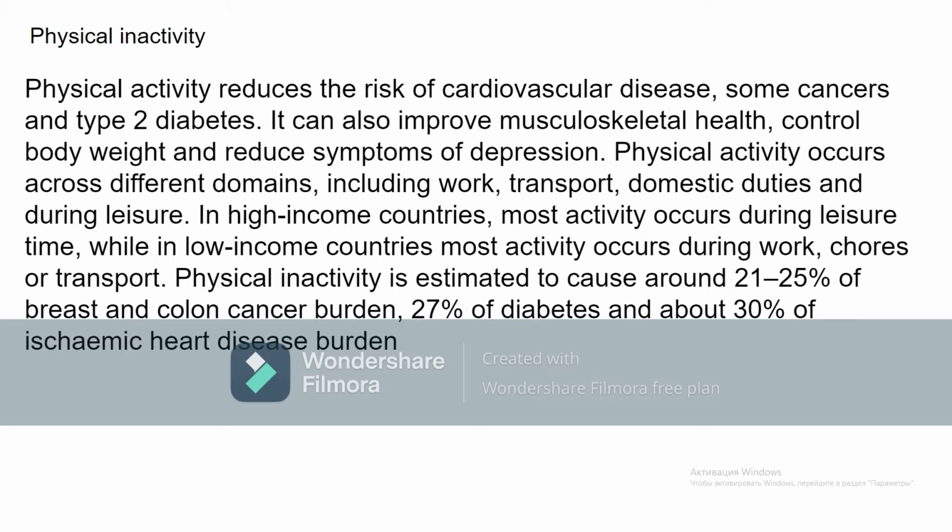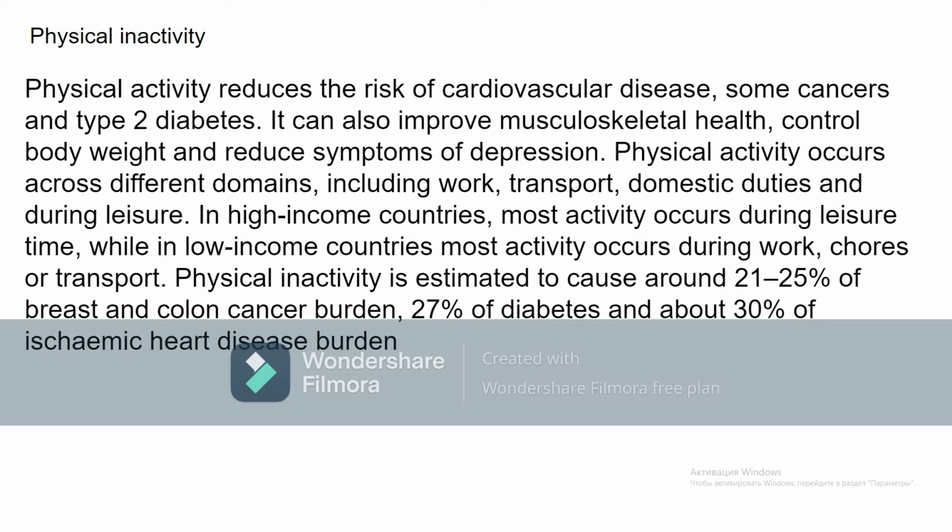As a summary, we could conclude that physical activity has a multiple effect and protects our organism from very serious dangerous diseases.